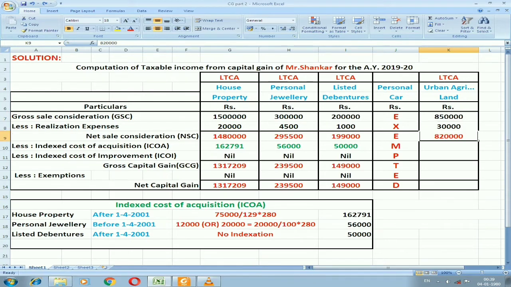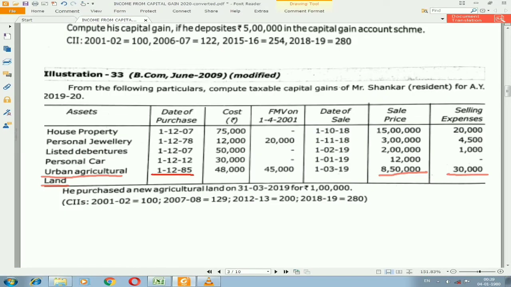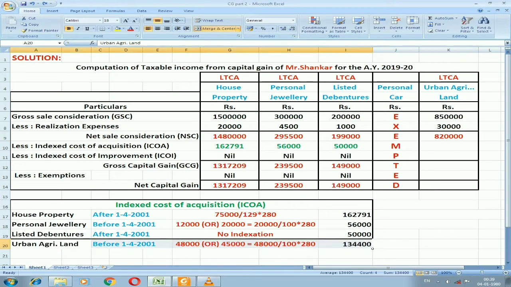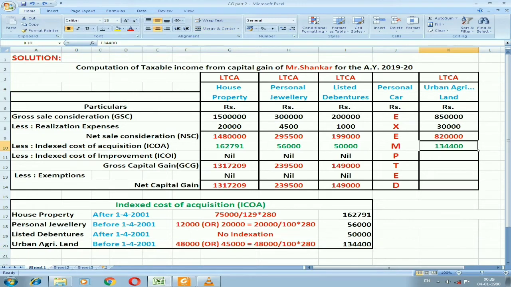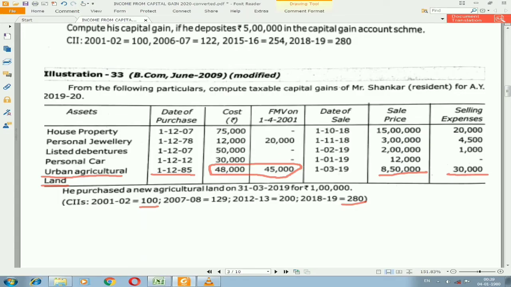Let us go with the indexed cost of acquisition. First check whether it is purchased before or after. So it is before 1/4/2001. We need to compare the market value with the original cost. So we'll take the higher one, 48,000. We need to divide it by 100 and multiply with 280. As you can see, I have done the calculation and I'll get the amount of 1,34,400. Then you need to check whether they have made any improvements for that. It will also be nil. The total will be 6,85,600.